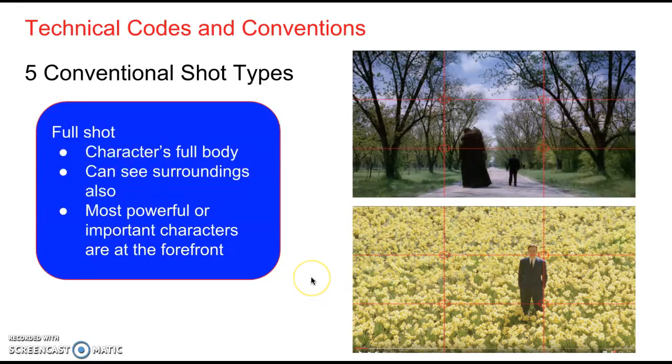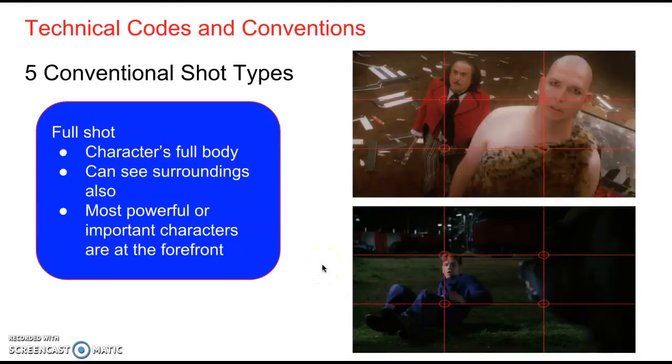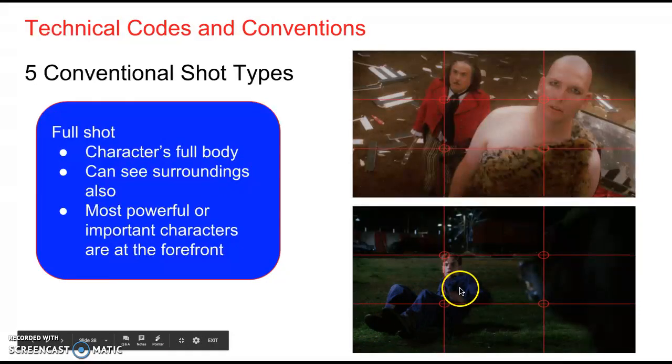If you're going to place multiple characters, a lot of times you're going to put your most powerful characters in the forefront. So here's some more, a little bit different, head to toe here. So Amos Callaway's character is head to toe, the entire screen. And even over here, even though Edward Bloom is lying down, it's still a full shot.